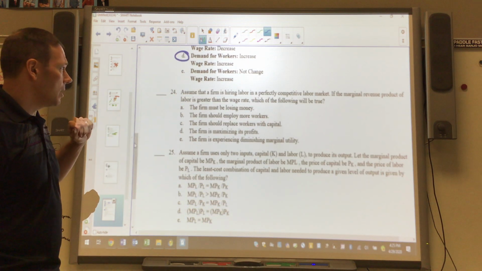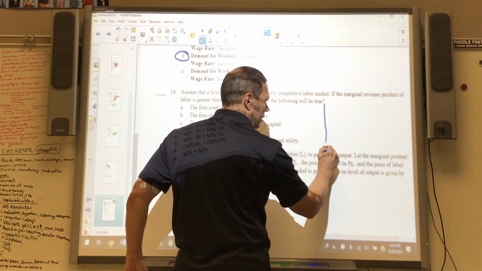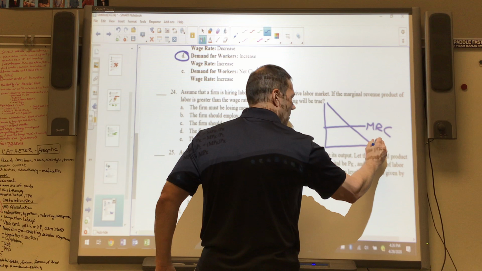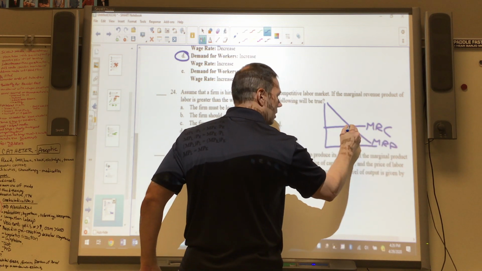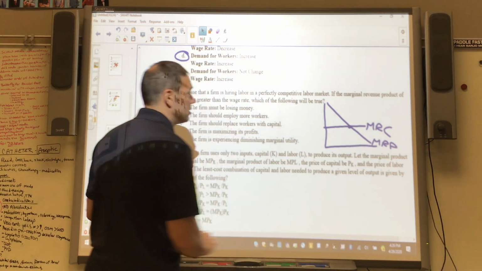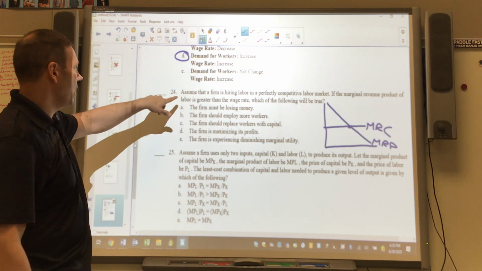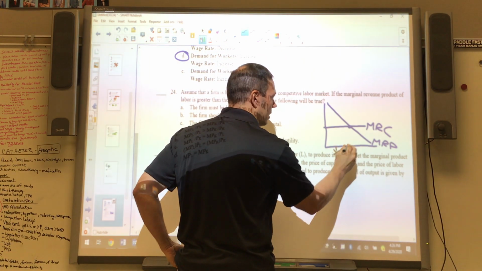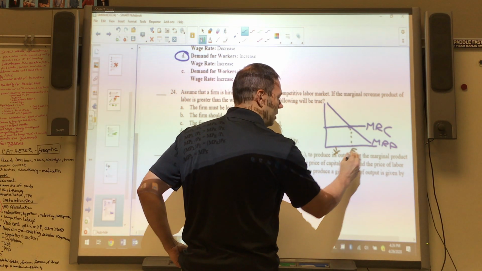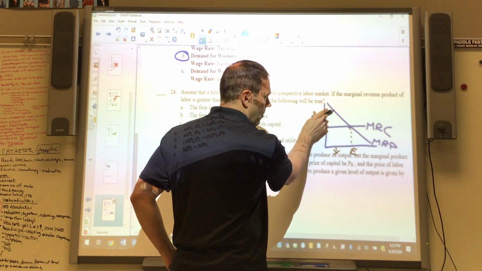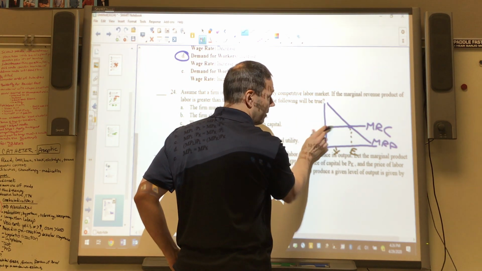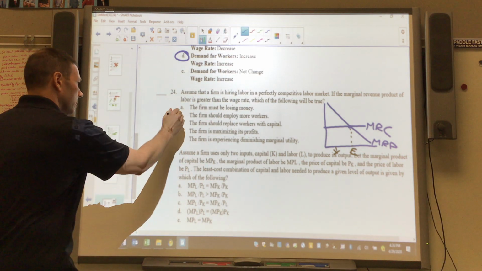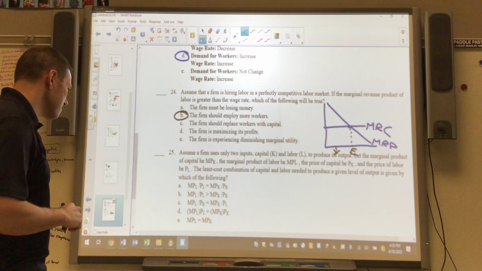All right, a firm is hiring in a perfectly competitive labor market. Okay, again, it just helps to see it. So here's our MRC. Here's our MRP. You always want to hire where MRP equals MRC, but it says they're not doing that. They're hiring somewhere where the MRP is greater than the MRC, which is the wage rate. So let's say they're hiring right here instead of hiring right here at our equilibrium. If they're hiring where MRP is greater than MRC, they didn't hire enough. They should have hired more workers. And so the answer there is B. So number 24 is B.